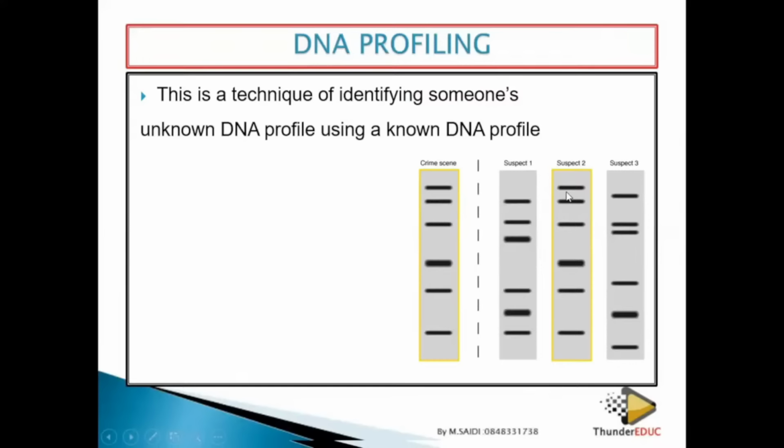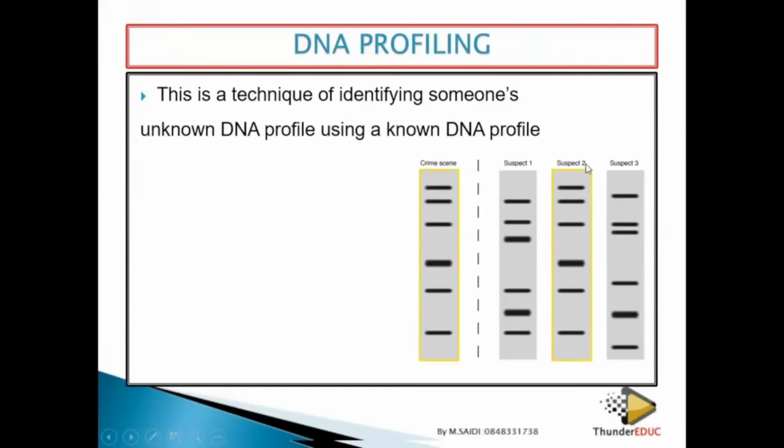Then what about this? This one is corresponding. This one is corresponding. This one is also corresponding. So all of them are corresponding. What about this? It shows that there are some which are corresponding and some which are not corresponding.